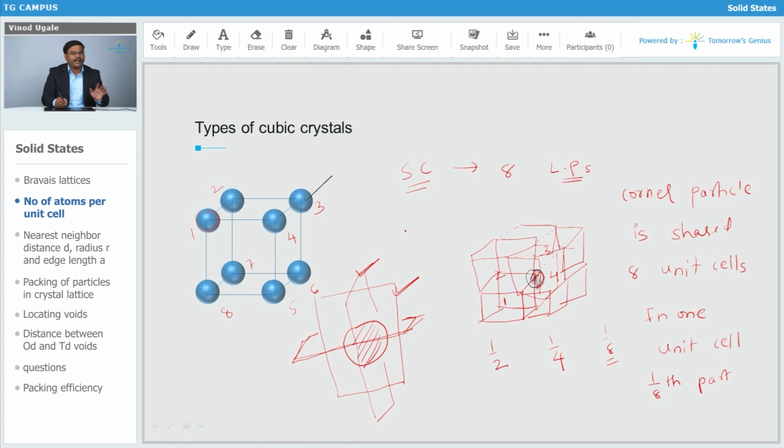Okay. So a total of 8 corners are there. So how many atoms are going to be there? This particle is going to have a 1/8 part in this unit cell. So all 8 particles are going to have their 1/8 part at each corner. So the total number of atoms we are going to get is 1. In case of a simple cubic unit cell, we are going to get 1 atom in that unit cell. So Z is equal to 1 for the simple cubic unit cell.